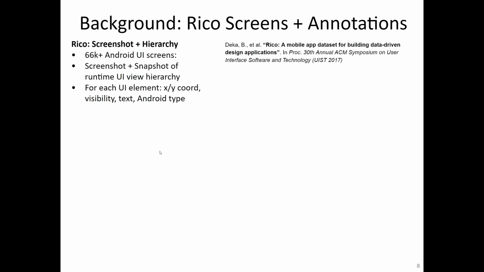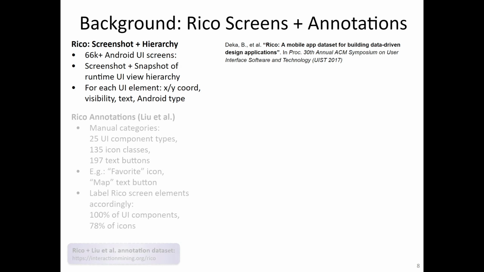Next is Rico screens and their annotation. Rico is a corpus of a huge number of screenshots of Android UI screens, and each screenshot has a view hierarchy of the UI elements present there. It also contains information like XY coordinates, visibility, text, and other properties of those UI elements.